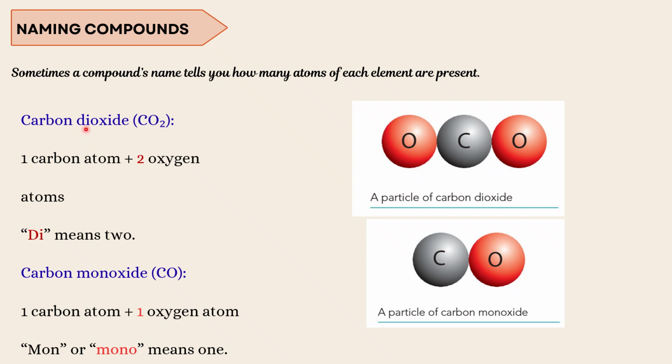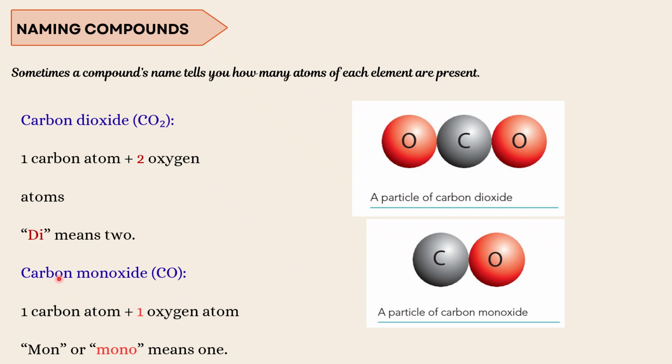When I'm using this prefix, it means di means two. This means the compound contains one carbon atom and two oxygen atoms. This is the information we get after writing the name of the compound. So if you just read the name of the compound, you will get to know the different elements present in that particular compound.